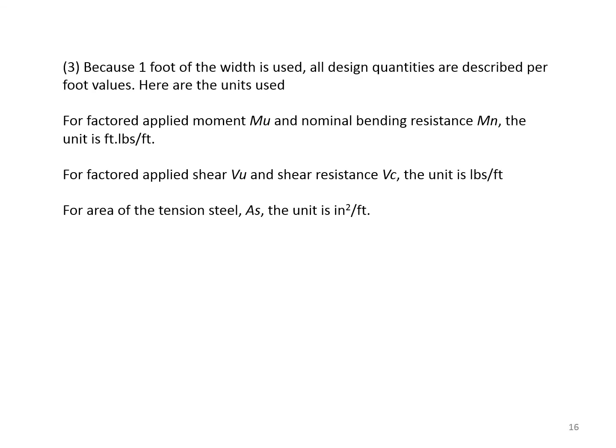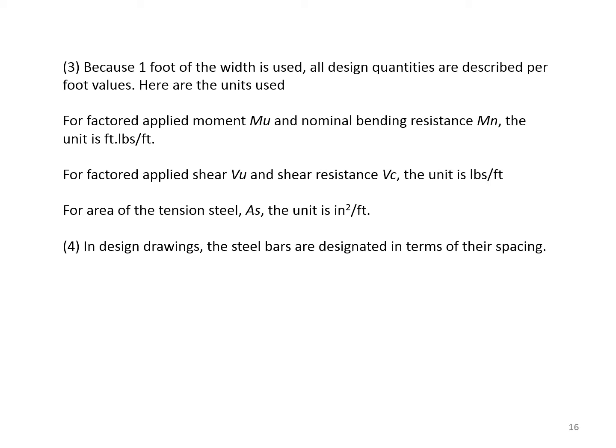Number 3, because 1 foot of the width is used, all design quantities are described per foot values. Here are the units used. For factored applied moment Mu and nominal bending resistance Mn, the unit is foot-pounds per foot. For factored applied shear Vu and shear resistance Vc, the unit is pounds per foot. For the area of tension steel As, the unit is square inches per foot.